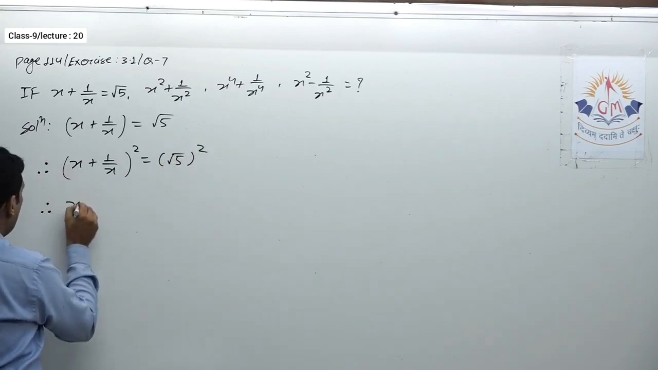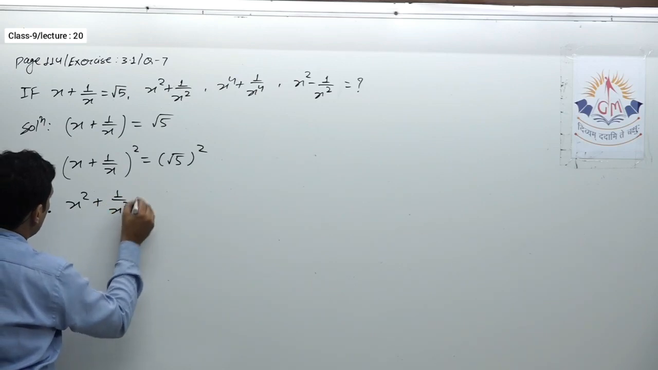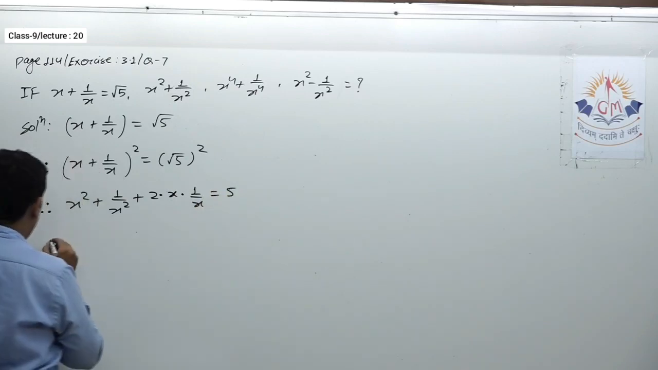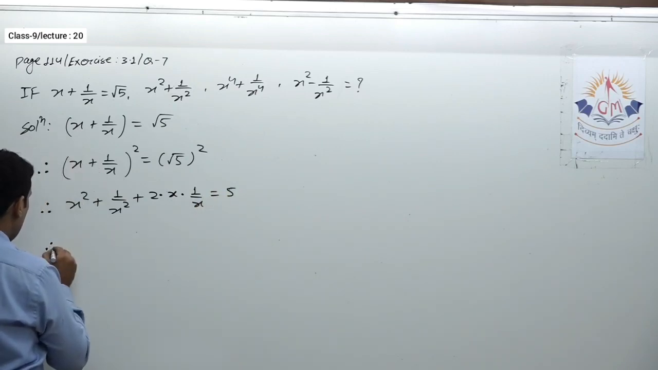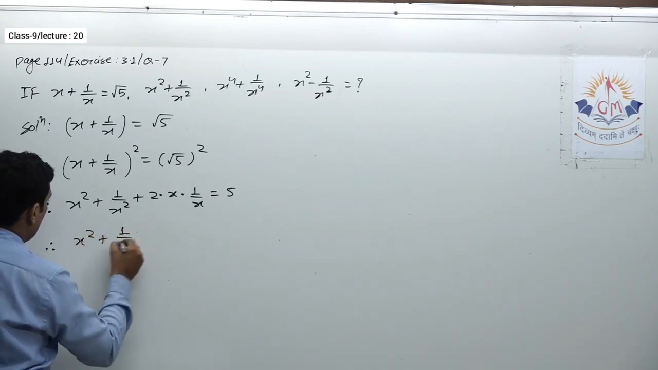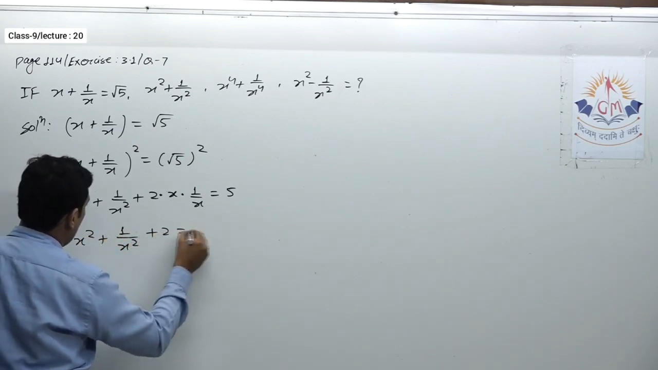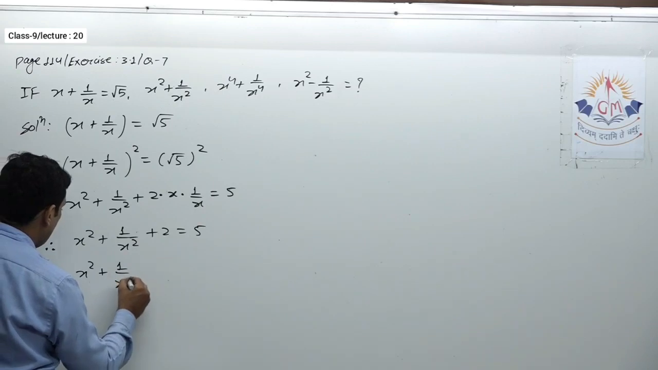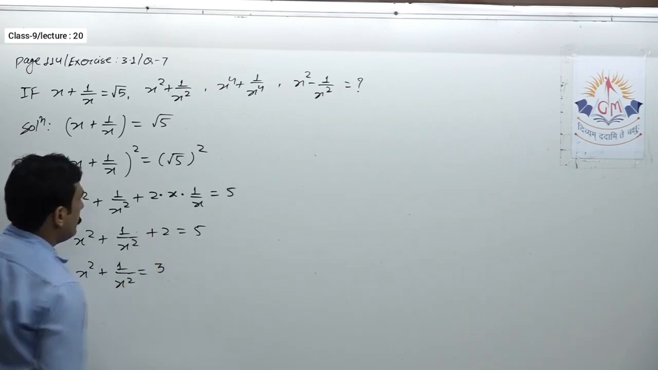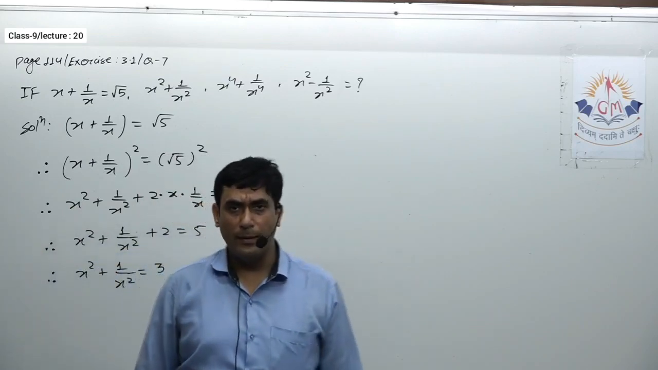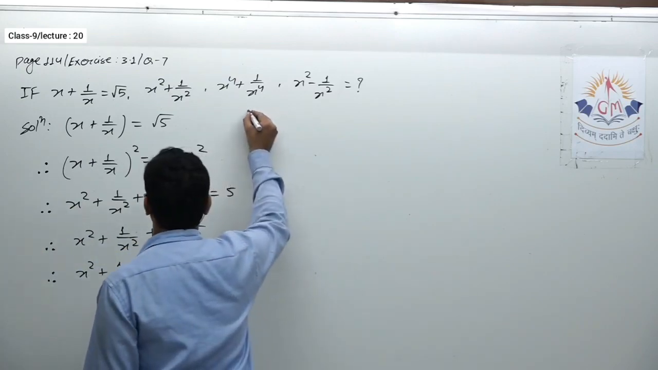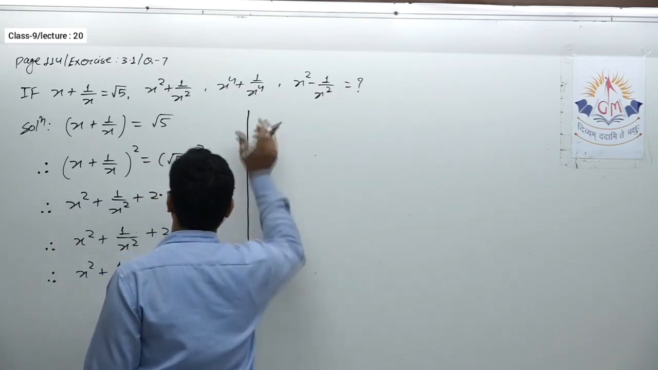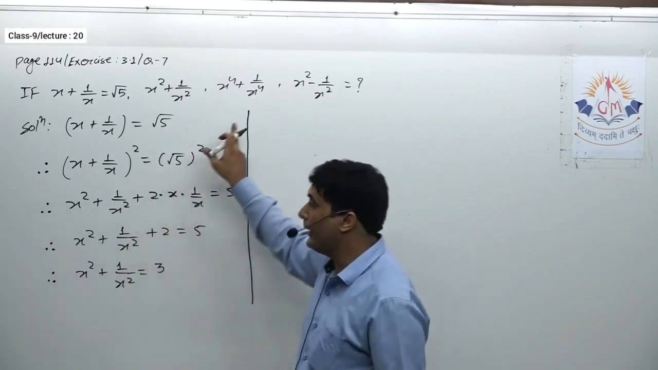So this gives you a square plus b square plus 2 into a into b, that is equal to 5. So x square plus 1 upon x square plus 2 is equal to 5. So here I do get the value of x square plus 1 upon x square is equal to 5 minus 2, that is 3. Okay, that was easy. Simply by squaring the given expression we obtain the value of x square plus 1 upon x square. Again it is easy to obtain this. That means simply if I square this I do get this.